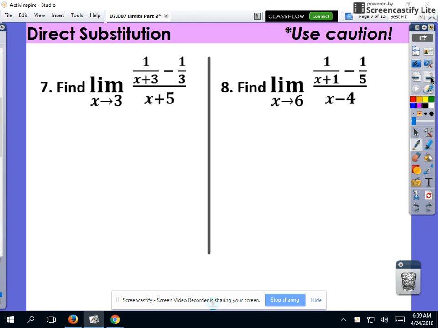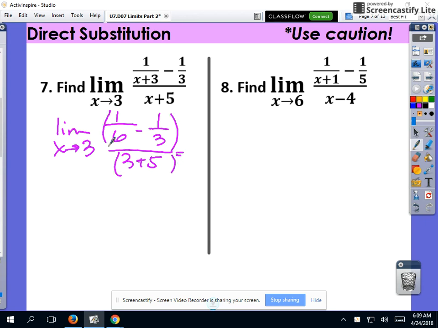All right, so for this type of thing, it's super weird, super ugly. This is actually a complex fraction, but if you plug in 3, let's see what happens. 1 over 6 minus 1 over 3 over 3 plus 5. We can multiply top and bottom by the largest denominator. That's the easy way to get this into a nice doable thing. If we multiply by 6, we get 1 minus 2 over 8 times 6. So 8 times 6 is 48, which gives us negative 1 over 48.